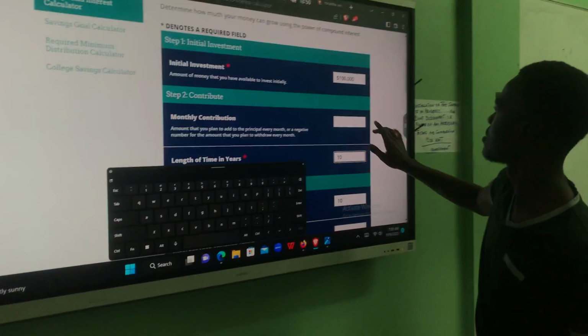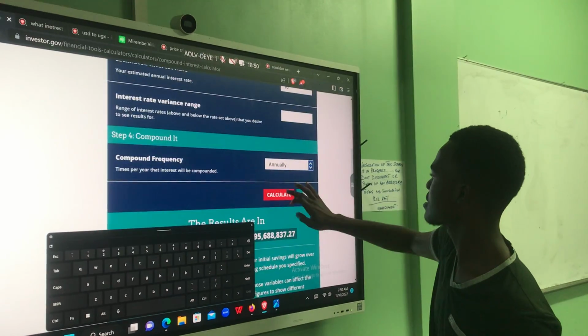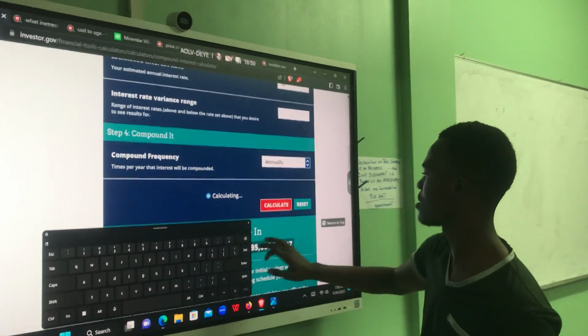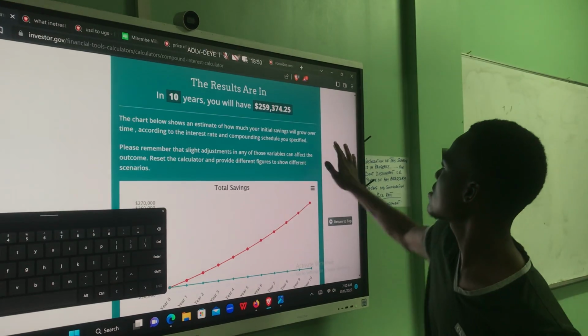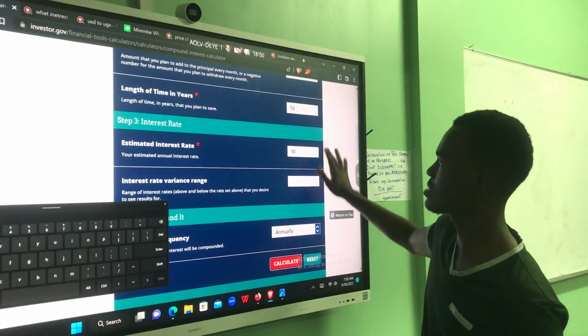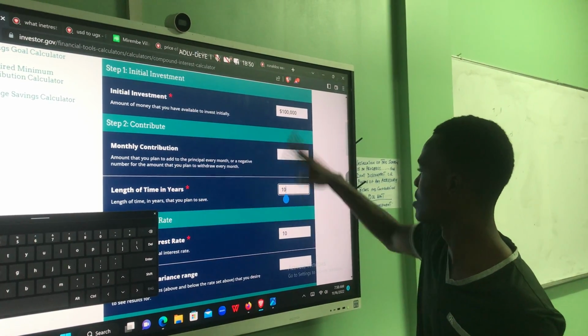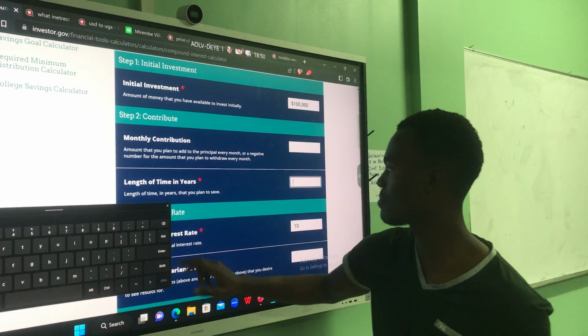100,000, you say, I'm going to only put that for maybe a length of 10 years. Let us see what it is actually going to do for us. It's going to give us 200,000 at the end of 10 years. Okay? It applies even just without you putting a lot. You just let your money work for you. Put it there and forget about it.